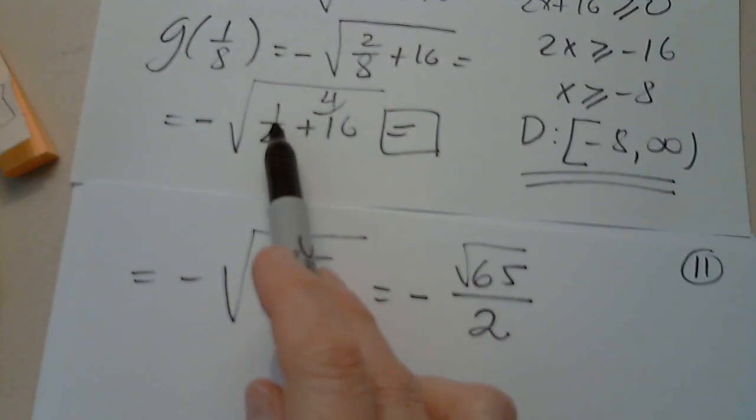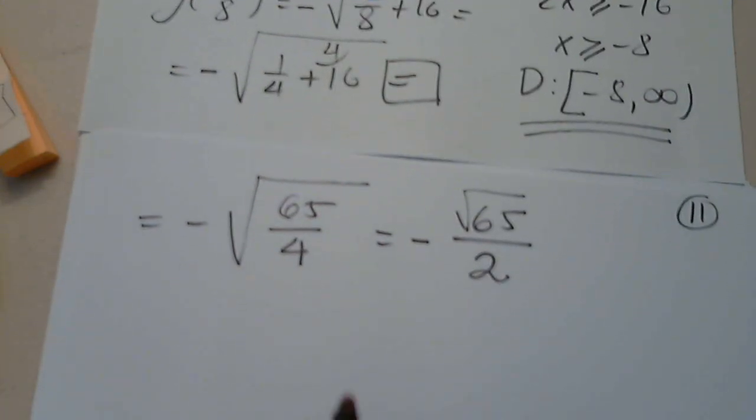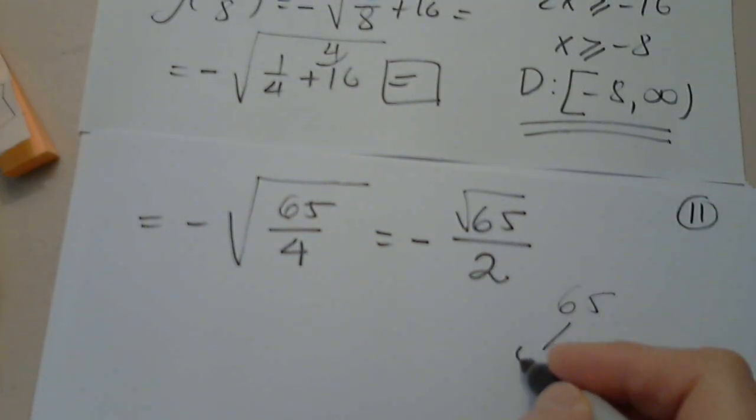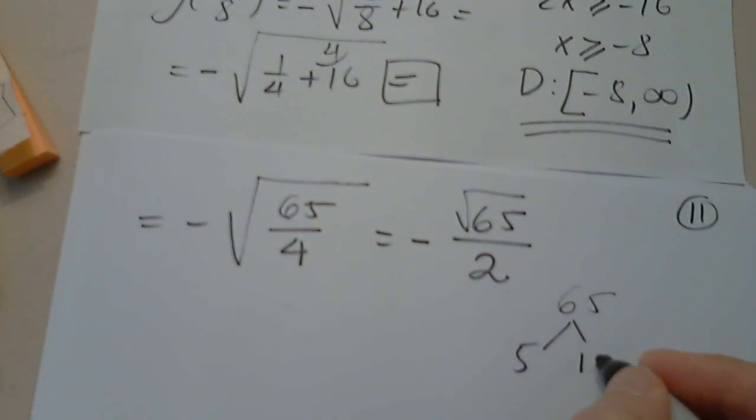So 64 plus 1 is 65. And then the square root of 65 is the square root of 65. What is 65? So it's 5 and 13. So there is nothing we can do. So the simplified form is negative the square root of 65 over 2.